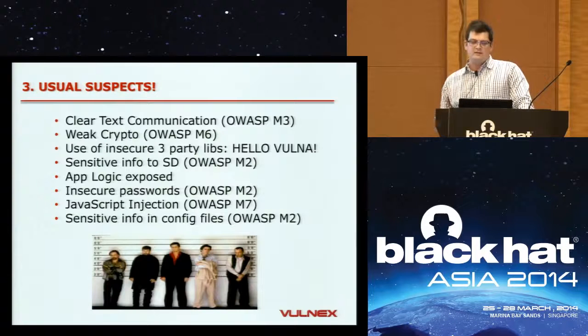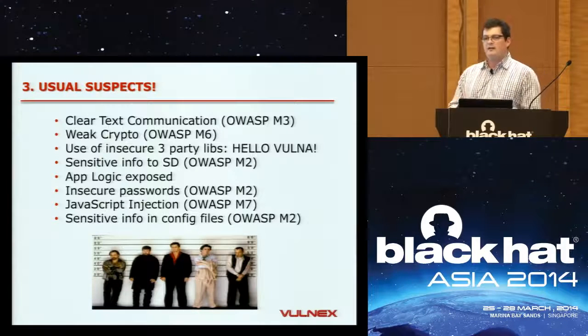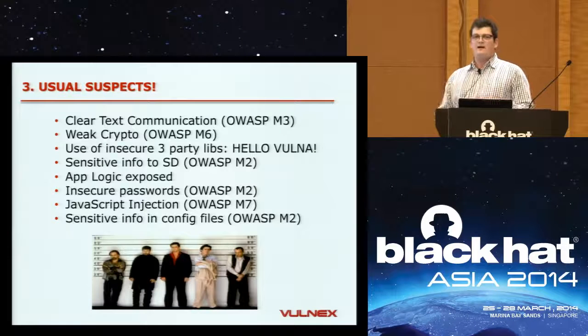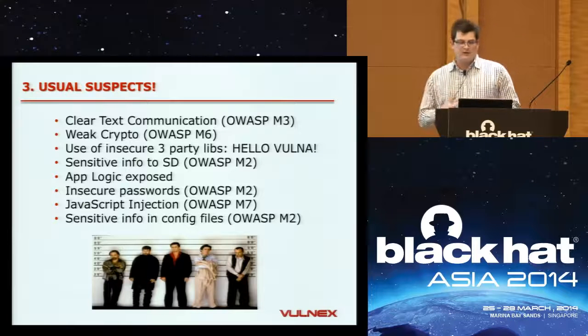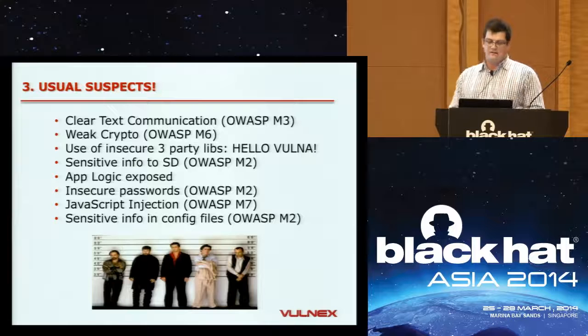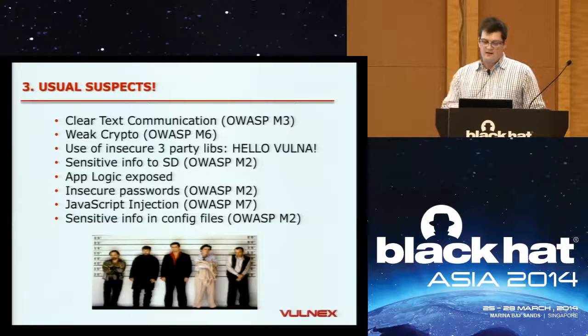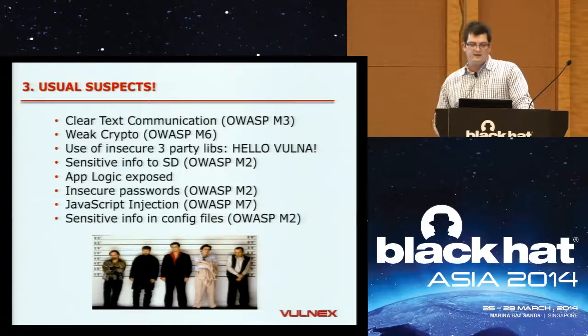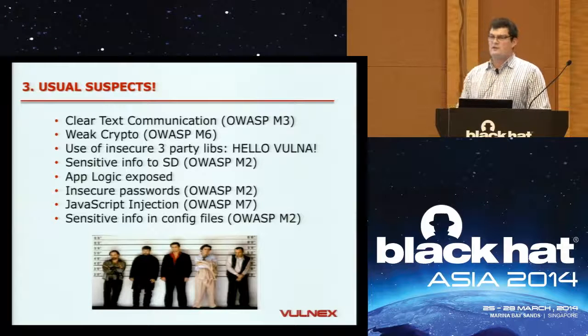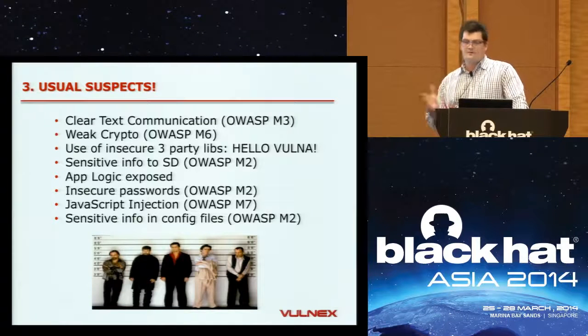Okay, for the vulnerabilities, at the end we found that it's the same things as a regular mobile app on Android or iPhone, right? We pretty much found the same issues. We found clear text communication, weak cryptography, insecure libraries like Poodle, a very high risk vulnerability right now that many apps have at the moment. Sending sensitive information to the SD card, the entire application logic exposed. For example, in PhoneGap, you can get the entire application logic, insecure passwords, JavaScript injection.